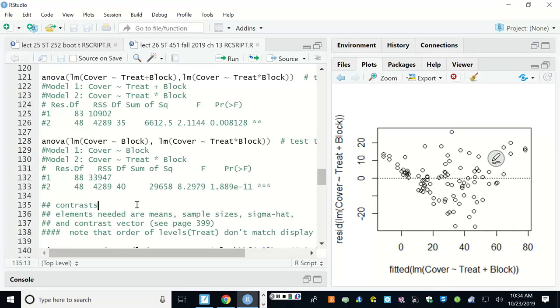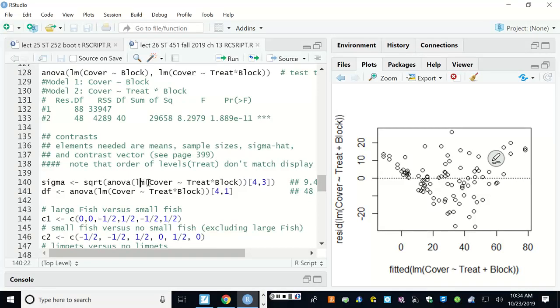To set up contrasts, we need means, sample size, and sigma hat, and then a contrast vector. Page 399 of the book does a nice job of laying out some contrast vectors. The order that they put in their treatments is different than the ones that I've done. So if you want to use their coefficients, you have to rearrange the order to match what R is doing.